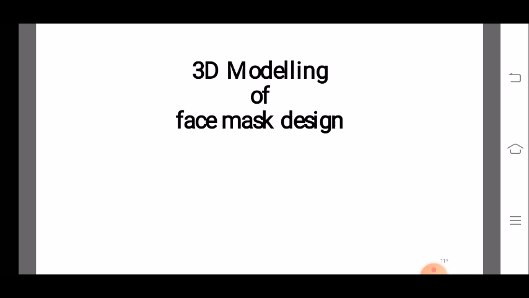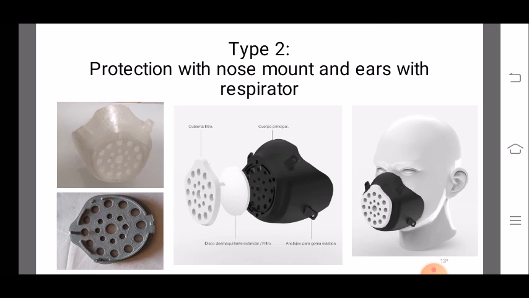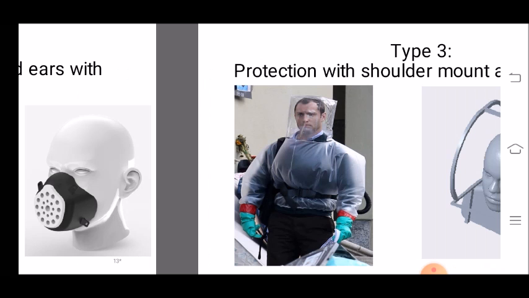in this course we are going to 3D model the face mask, and the design is going to be like this. The head mount is going to be designed as our first criterion. Then for type 2 we are going to have the respirator nose mount design, and in the third stage we go for protection with a shoulder mount and a respirator which is powered by an electric source and which is pumping air inside the region.